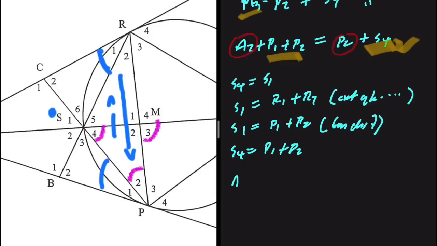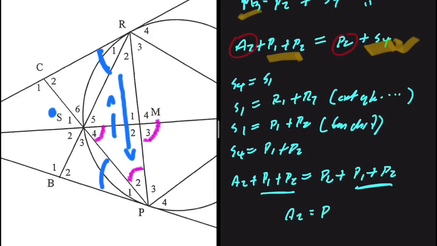Okay, so we're going to have A2 plus P1 plus P2 being equal to P2 plus, in place of S4, P1 plus P2. So take a look at this. P1 plus P2, P1 plus P2. So A2 is equal to P2 because A2 plus P1 plus P2 is equal to P2 plus P1 plus P2. So A2 should be equal to P2 because of that. And this is the most difficult Euclidean geometry question I've ever solved.